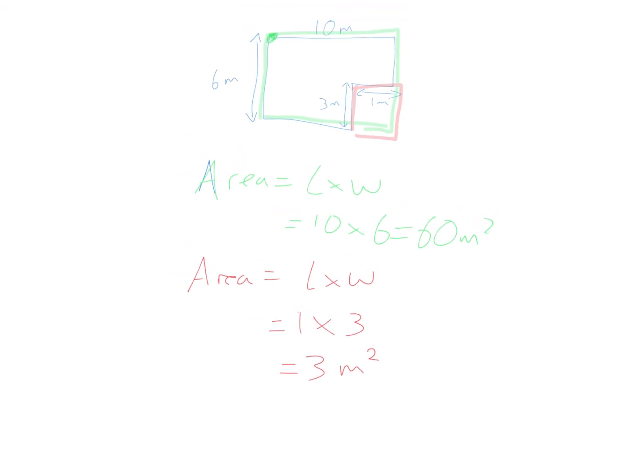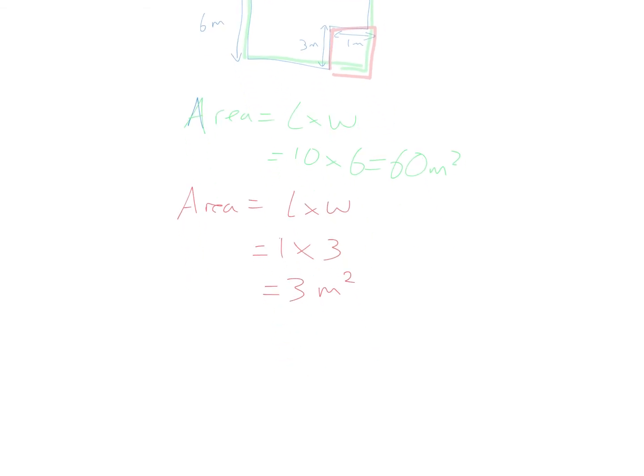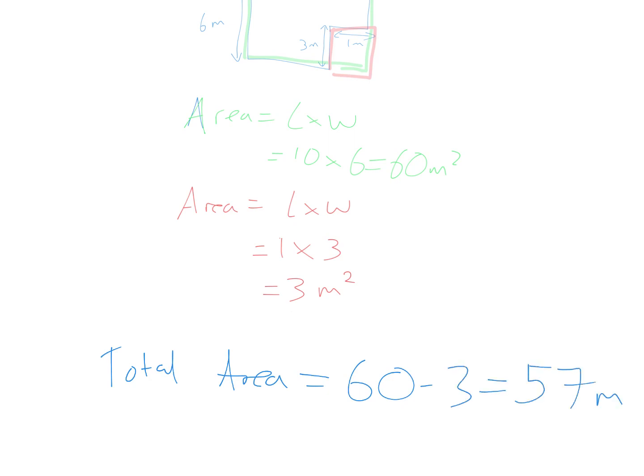And then what we're going to do is take the small area away from the big area. So you can imagine we have a big green rectangle, find its area, find the total space it takes up, then take away the space of the red bit that's missing. So our total area, or our final area, if you want to think of it that way, is going to be 60, take away 3. So 57 meters squared.